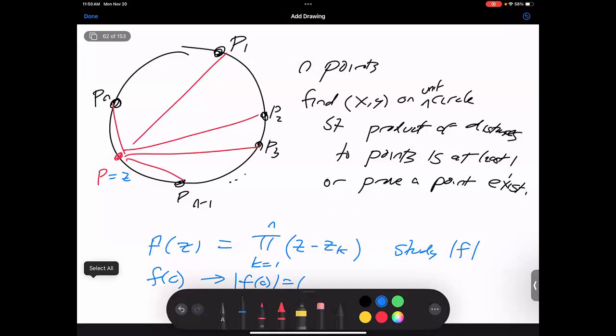This is a great way to end right before Thanksgiving. This does not look like a problem for complex analysis.